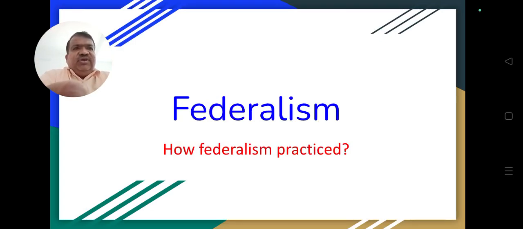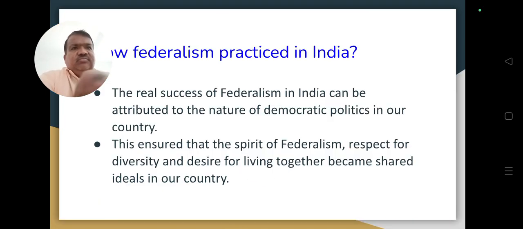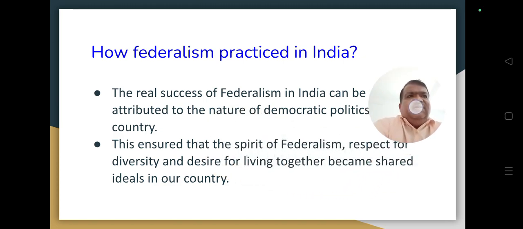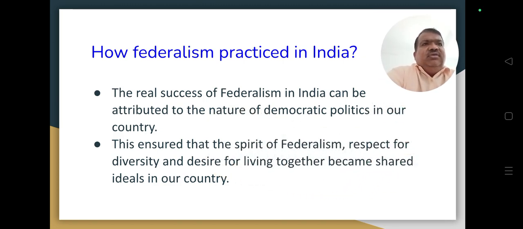Welcome, friends, once again. We are in the chapter Federalism, and in this session, we are going to learn about how federalism is practiced in India.